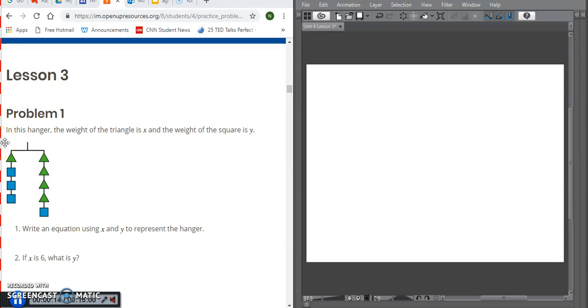The first problem asks you to write an equation for this hanger, and each triangle represents x, and the weight of each square is represented by y. So if I look on the left side of the hanger, I have one triangle, which is going to be x. So I'm going to write x to represent that triangle. Plus, I have 3 squares, which is going to be 3y. And that's going to be equal to the right side of the hanger, where I have 4 triangles, which is going to be 4x. And then 1 square, which is going to be plus y.